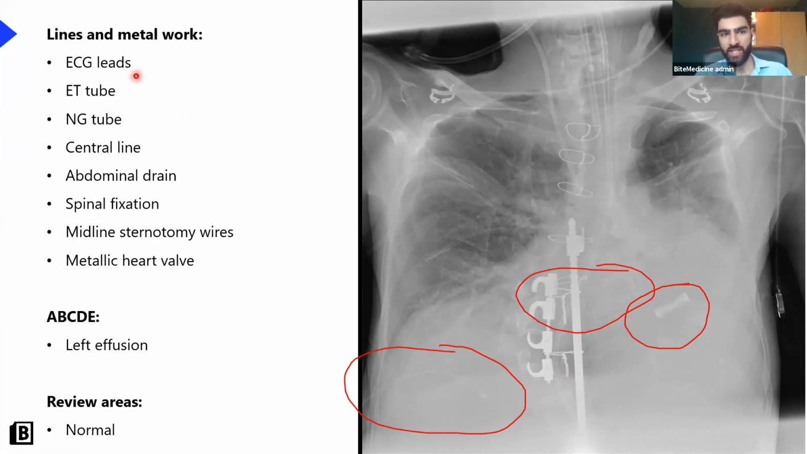So we've got ECG leads or cardiac monitoring leads. Endotracheal tube as well here. Okay, there's an endotracheal tube going down there, terminating here. There's an NG tube which runs all the way down into the stomach. There's a central line. There's an abdominal drain. There's spinal fixation. There's midline sternotomy wires, and there's a metallic heart valve. A, B, C, D, E, we've got a left-sided effusion because we've got blunting of that left costophrenic angle.